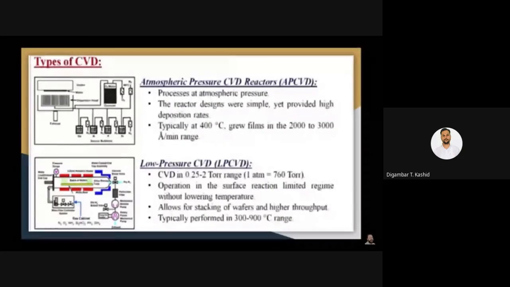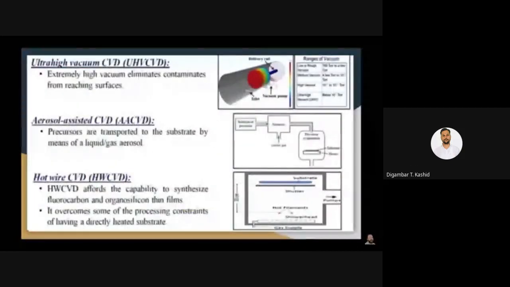Now next we will go for ultra high vacuum CVD. Extremely high vacuum eliminates contaminants from reaching the surface. From this case, you can understand that we are using a vacuum pump. We have a delivery rail, and we put the gas inside it. Then the reaction takes place inside, and through this delivery layer the gas goes and is deposited onto the substrate itself. You can see it in the diagram here.